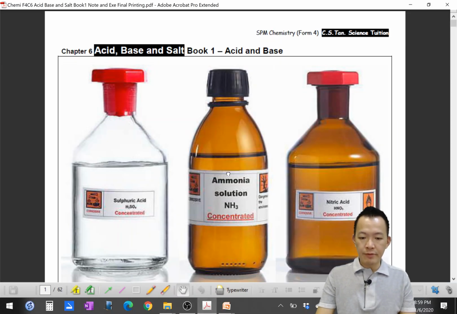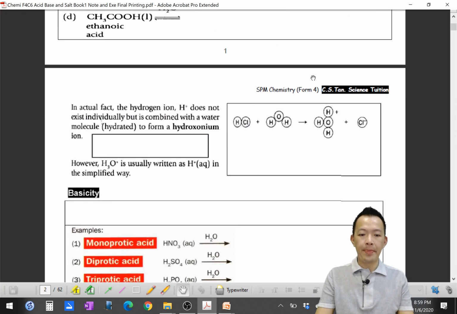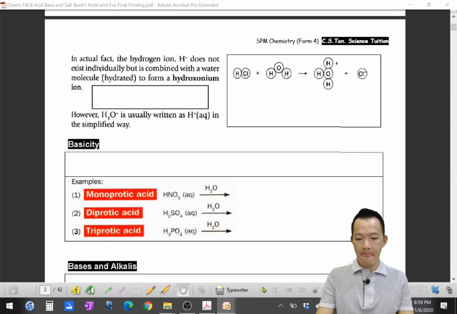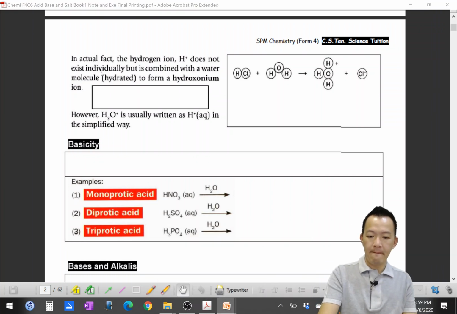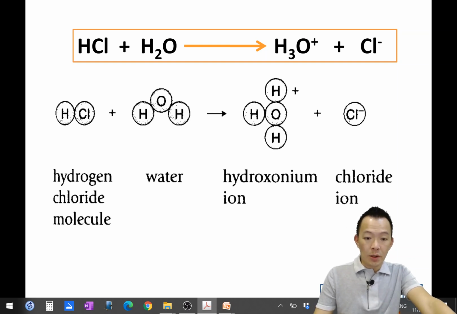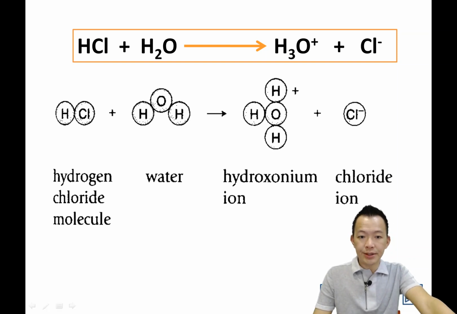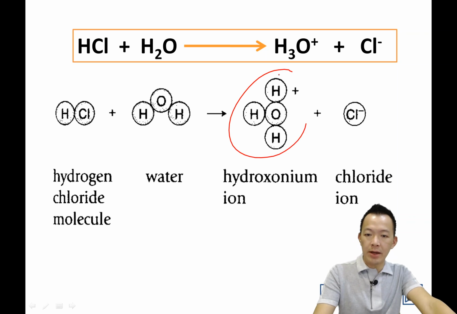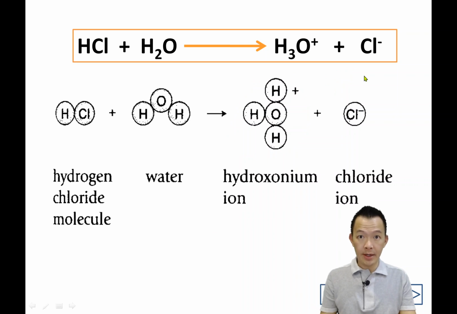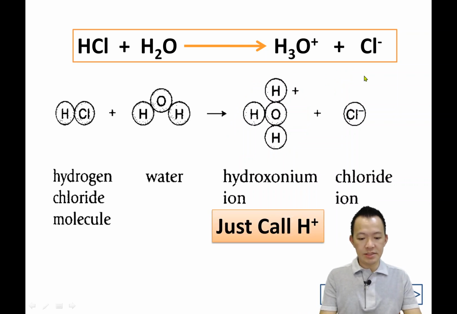Let me look at your notes first. Where are you? Here. So copy the example. Hydrogen chloride molecule reacts with the water, or dissociates in water, to produce hydronium ion plus chloride ion. But this hydronium ion we normally just call hydrogen ion. Okay, so this is the meaning of acid. Any problem?